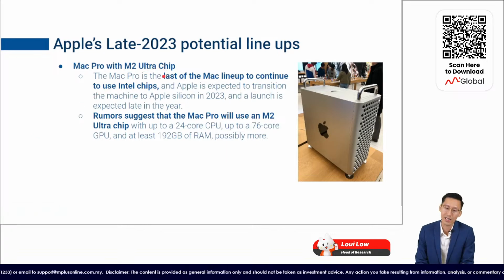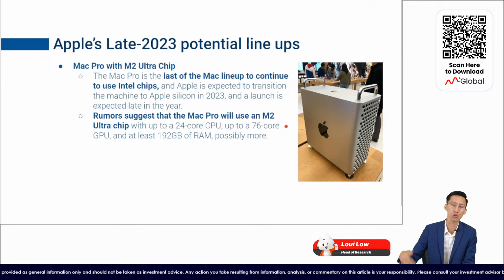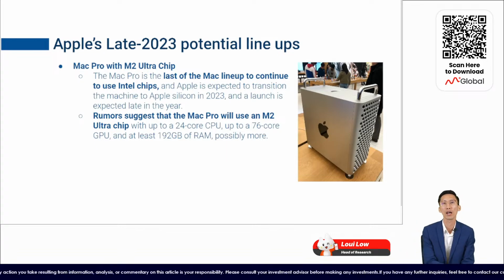So late 2023, they are expecting the Mac Pro with the M2 Ultra chip, and this could also be another product that people will buy into. This might contribute to servers and things like that. So again, these are more towards high-end users. They might not contribute that much, but at least if they have all these lineups for people to buy into, I think that should contribute to their revenue growth going forward.